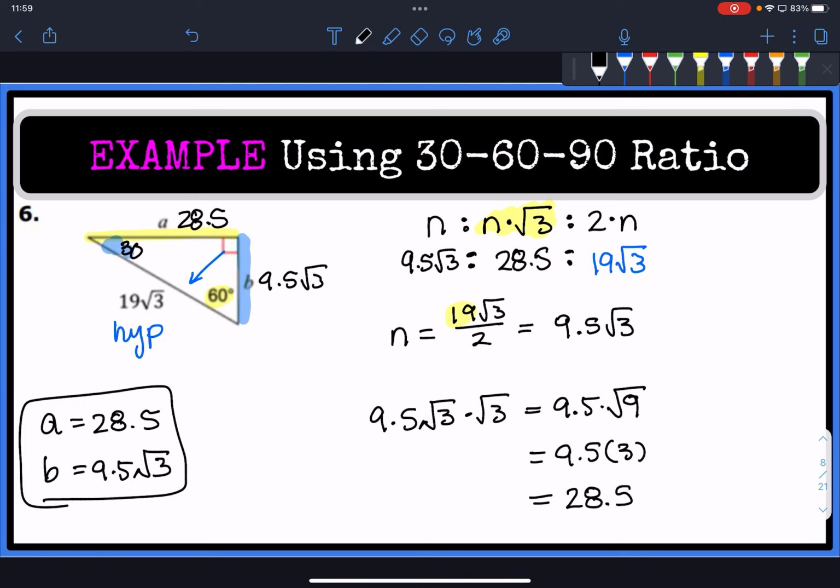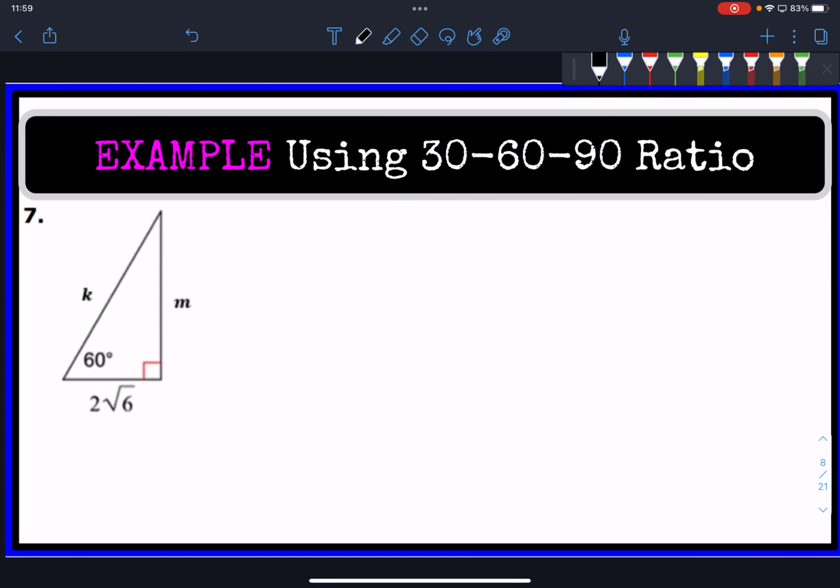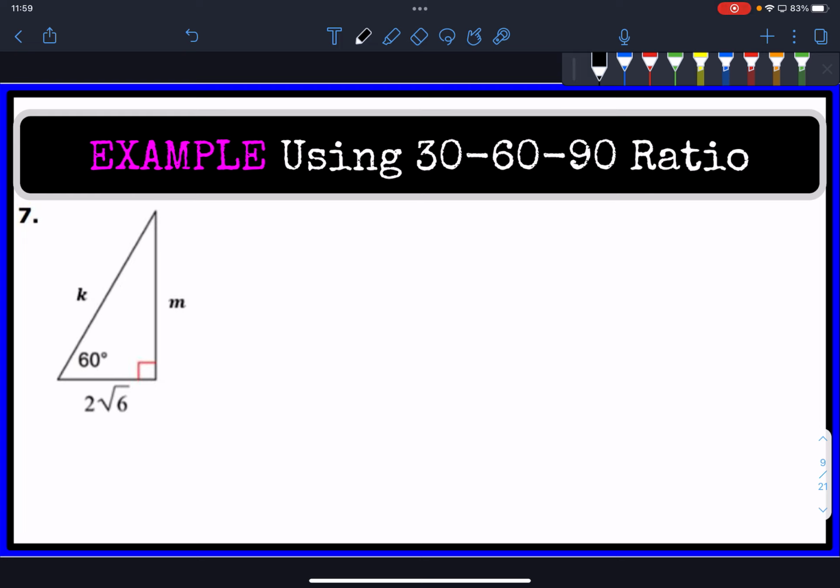So let's look at another example. So here again, the ratio between the 30, the 60, and the 90 is n, n times the square root of 3, and 2 times n. So let's see what they give us. So start by first identifying the hypotenuse. So the hypotenuse is going to be k. That's the longest of the three sides, and we don't know that value.